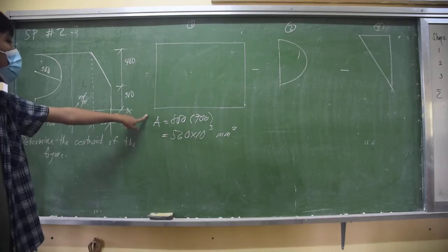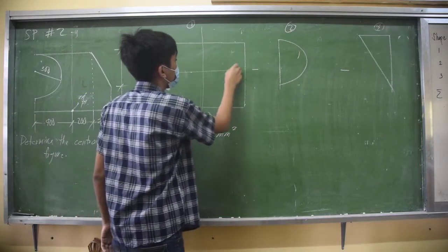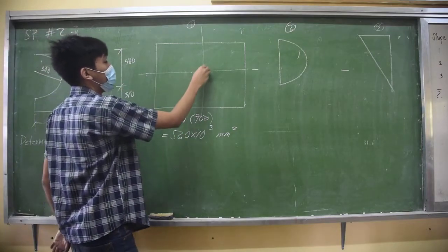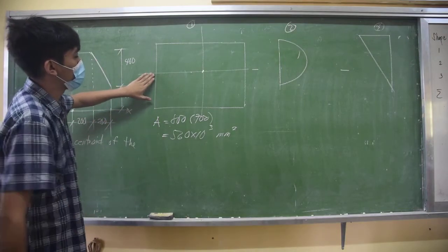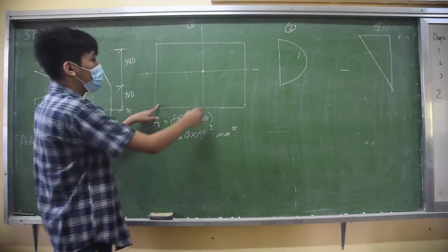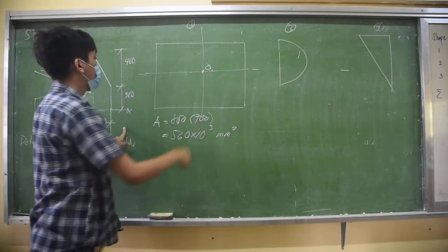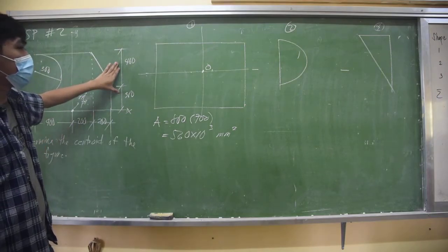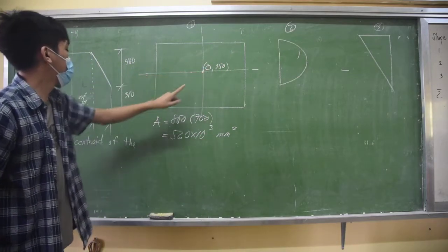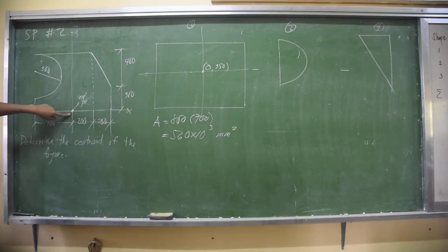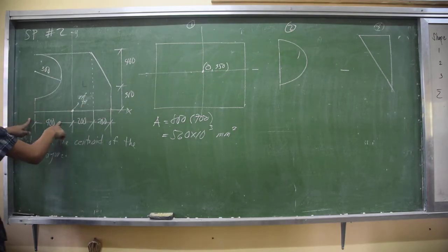Next is the centroid of this. Since it's a rectangle, we can automatically determine its centroid, which is in the middle. So, the centroid of our rectangle is 0 and half of the height of our rectangle, which is 350. Why 0? Because our reference point is at the origin. The middle of the rectangle is 400.